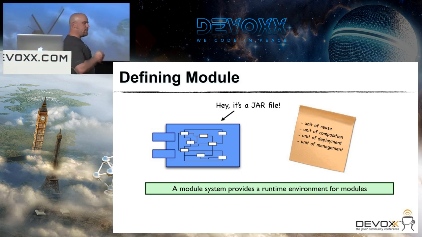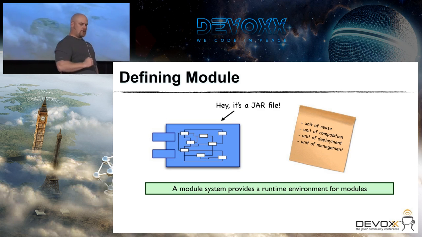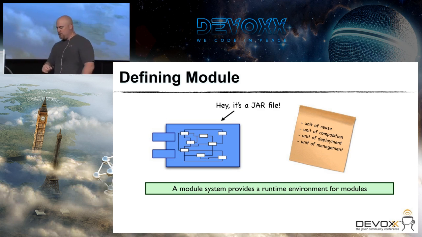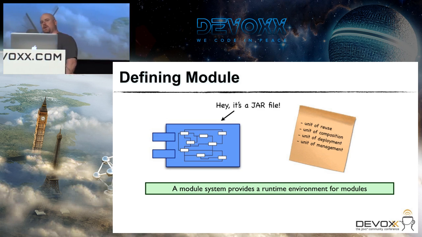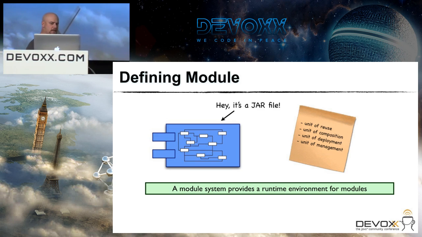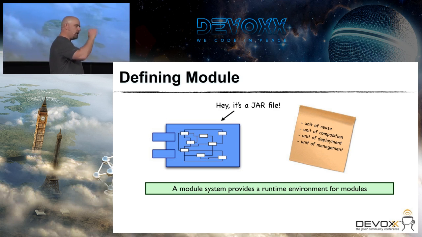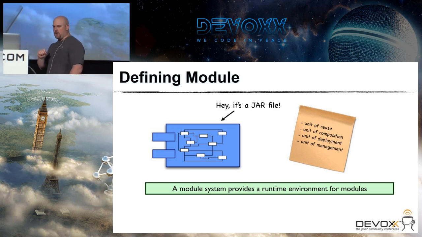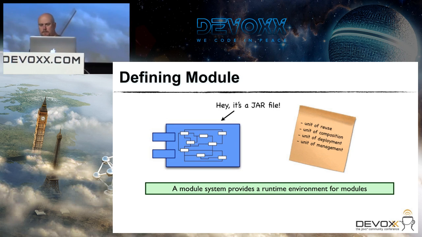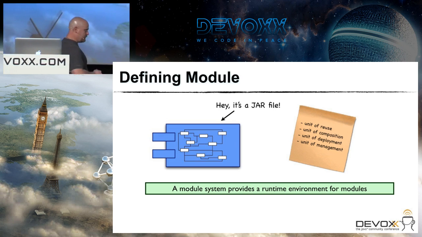In addition to that, a module system, some of you have probably heard of OSGi. I'm sure that some of you have probably been following the trials and tribulations of the Jigsaw module project associated with the OpenJDK. Whether you're looking at OSGi or Jigsaw, both define the unit of modularity as a jar file. What are some of the benefits here? Briefly, a unit of reuse.